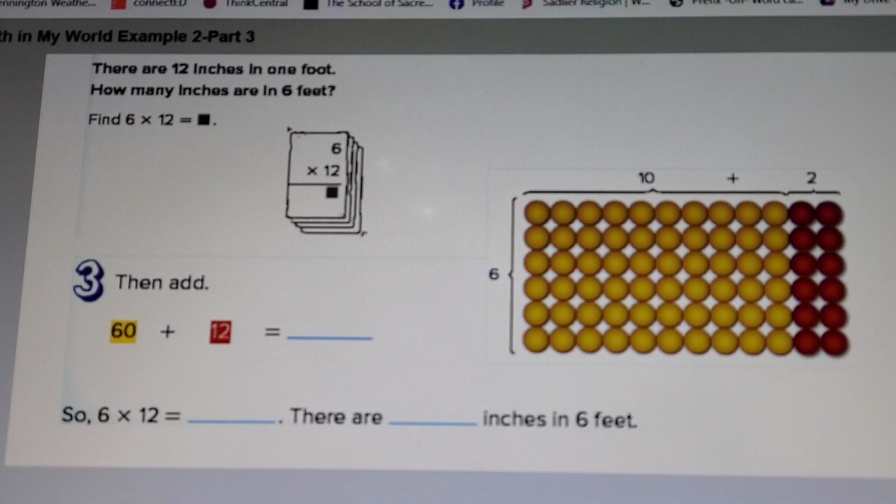Math in My World, Example 2, Part 3. There are 12 inches in 1 foot. How many inches are in 6 feet? And you have it written 2 ways. So here, after you have found 60, these are the yellow ones, and 12, these are the red ones, you add 60 plus 12, and when you do, you will get 72. So 6 times 12 equals 72. There are 72 inches in 6 feet.